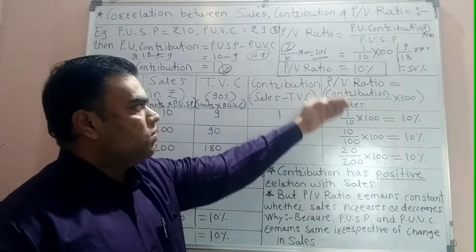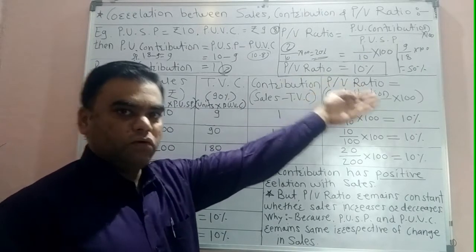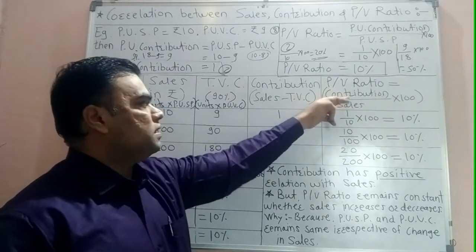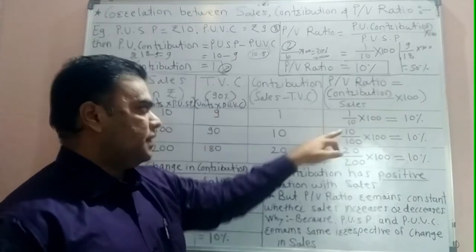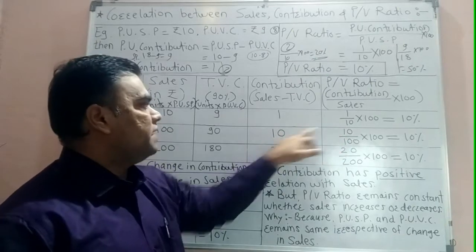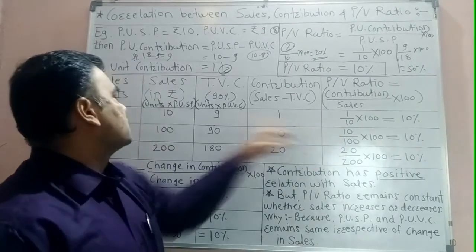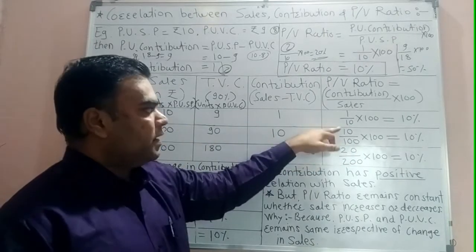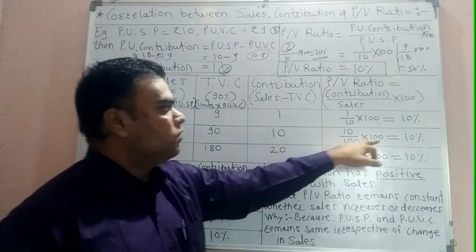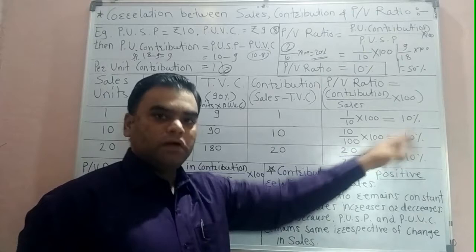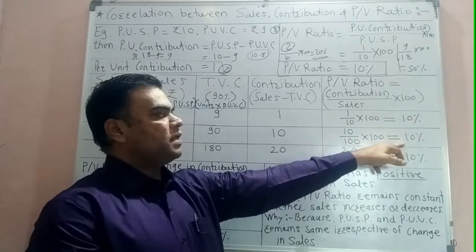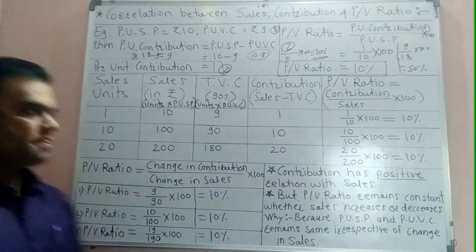PV ratio, as we know, is the ratio of contribution to sales. So contribution upon sales into 100. Here contribution is rupees 10, that's why we have taken 10 upon sales, which is rupees 100. 10 upon 100 into 100 is equal to 10%. Again the PV ratio came to 10%.